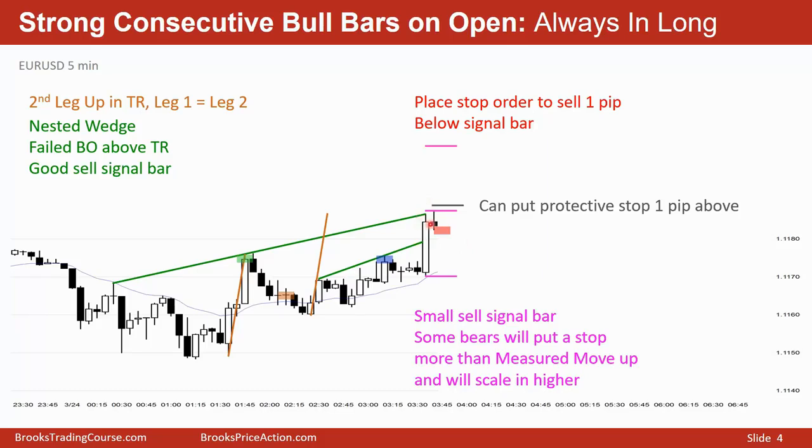Whenever you have a small signal bar like this, a lot of traders are concerned that the market will trigger the short, go above the sell signal bar, and then turn down again. Rather than getting stopped out and selling again, they would rather use a wider stop. One way to calculate a logical location for that wider stop is a measured move based upon the height of this breakout. Therefore, some traders will sell here and put a stop above the measured move target and look to add on more, sell more higher.